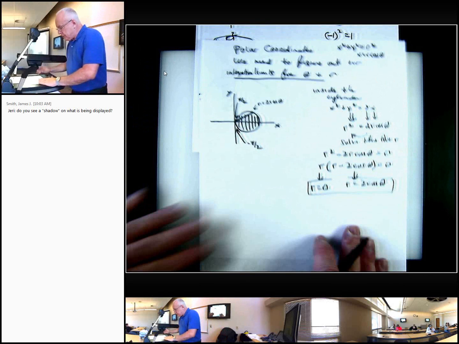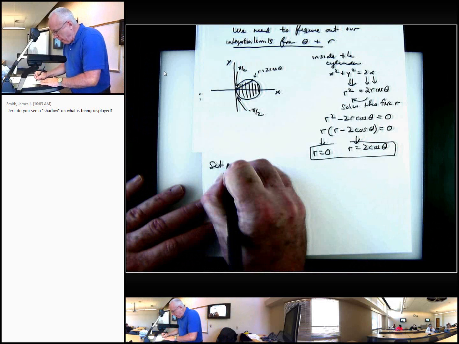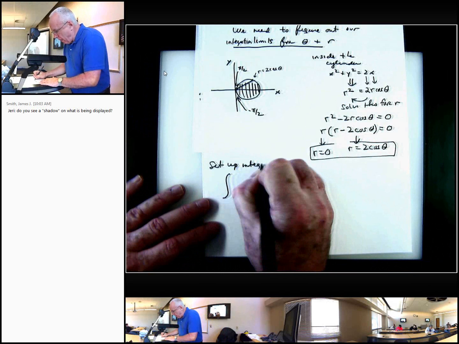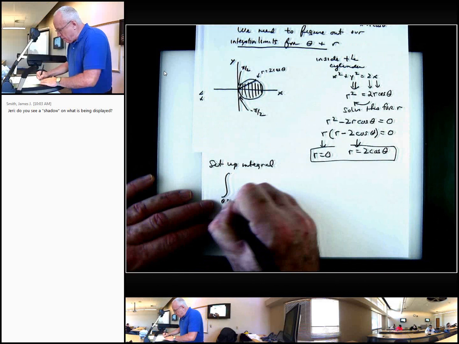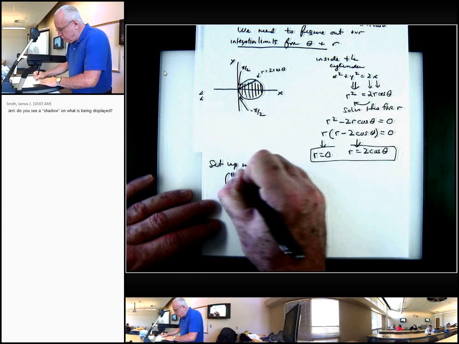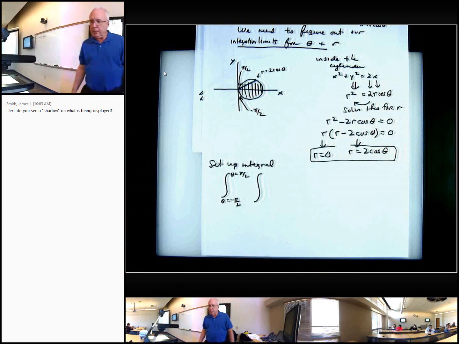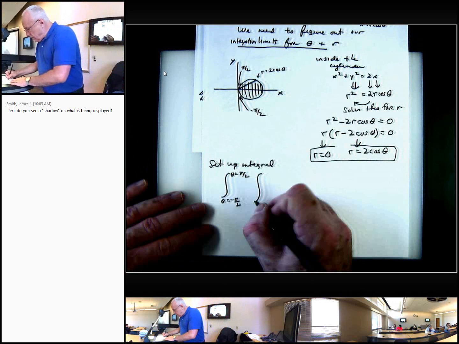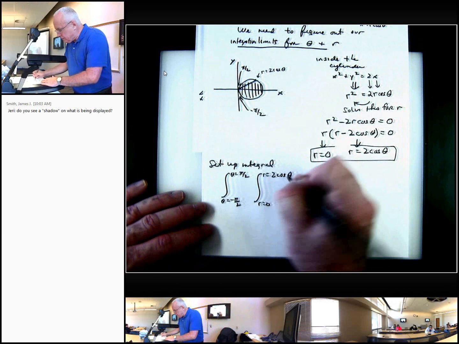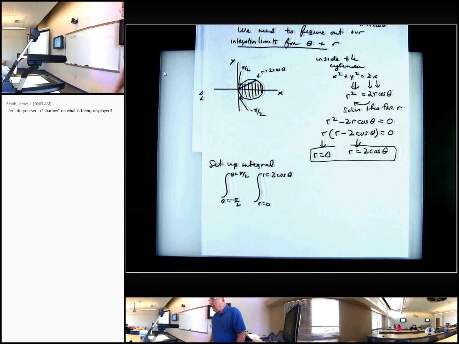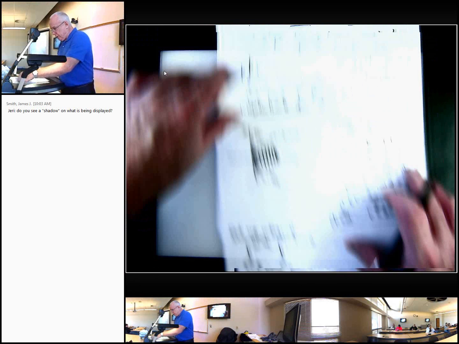So let's get this started here. Therefore, let's set up the integral. Okay, we start with theta. Theta going from minus pi over 2 to positive pi over 2. Then our inside integral is going to be r. The lowest r is 0. The outer one is r equals 2 cosine of theta. And now we have to put our function in here.